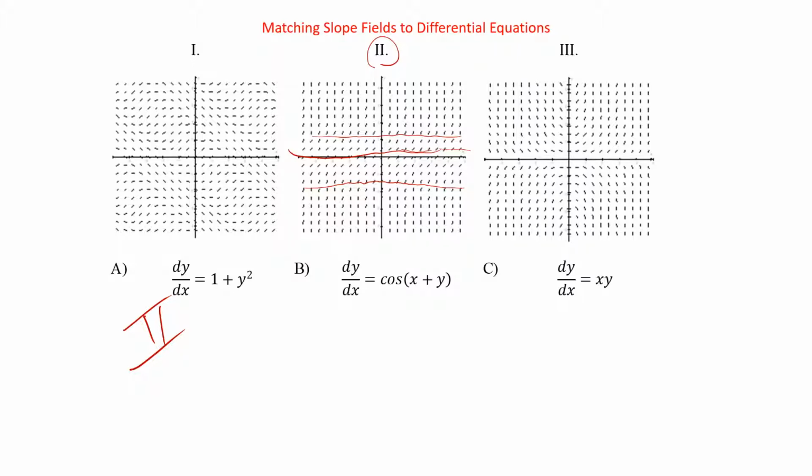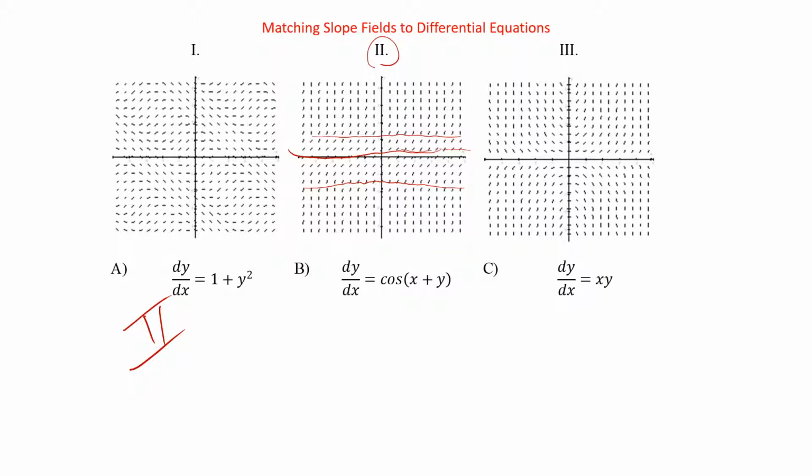If we go to C, it's x times y. I'd be looking for positives, negatives, and zeros. When either of them is 0, it's going to be 0. So it should be 0 along both axes. And then when they have the same sign, it'll be positive. When they have opposite signs, it'll be negative. So quadrants 1 and 3, we should have a bunch of positive slopes. Quadrants 2 and 4, we should have a bunch of negative slopes with zeros on both axes. Which one does that happen?